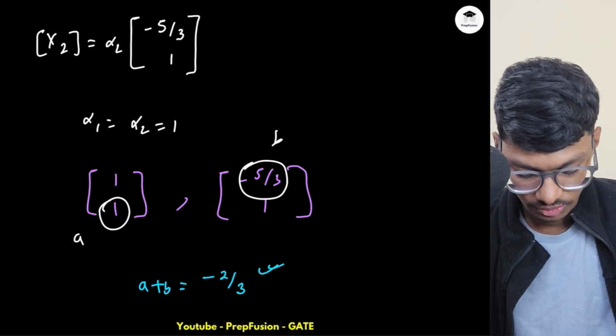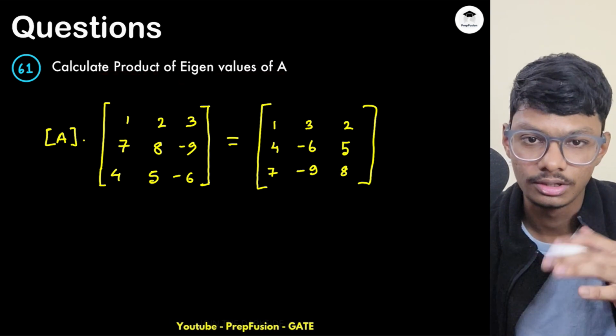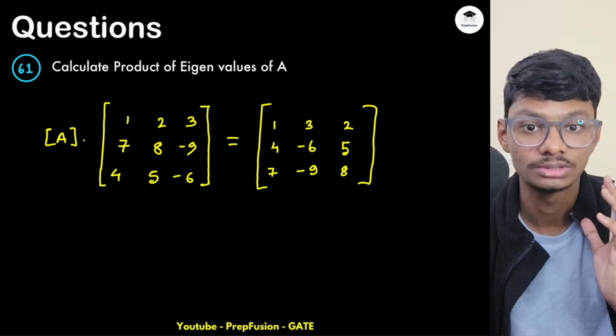Okay, so let's solve another question. We have to calculate the product of eigenvalues. Do you remember the property? Mostly in the eigenvalues chapter, the properties will get used.